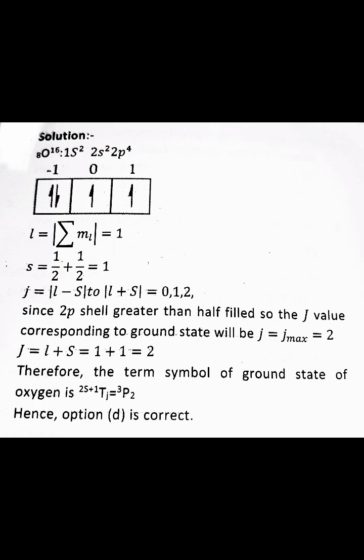So the general term symbol can be written in the form 2S plus 1 L J. So this is equal to 3P2, because here 2S plus 1 is equal to 2 into 1 plus 1, so this is equal to 3. So the spectral term is 3P2. So the answer is option D.